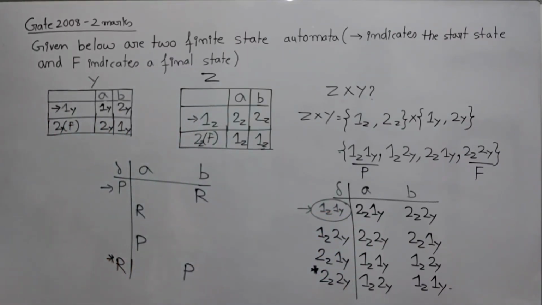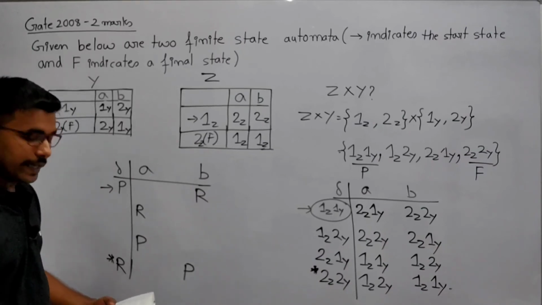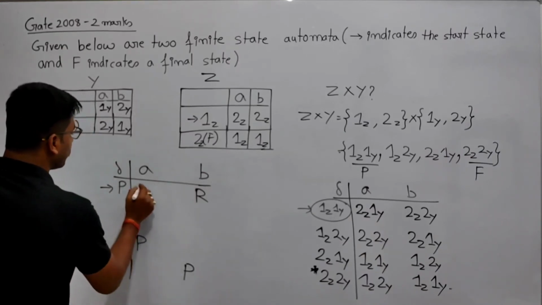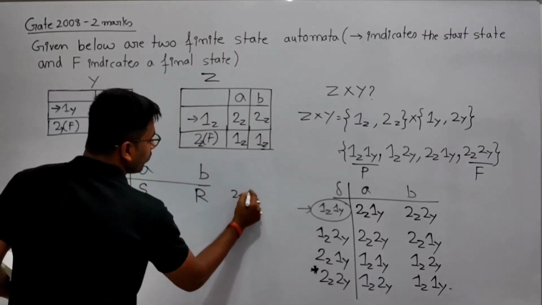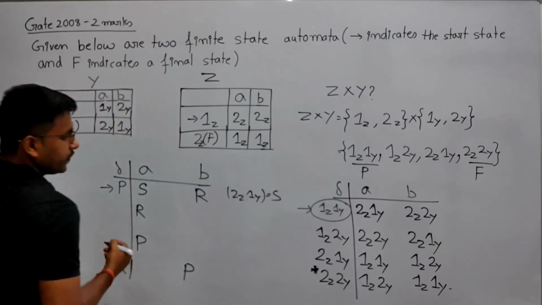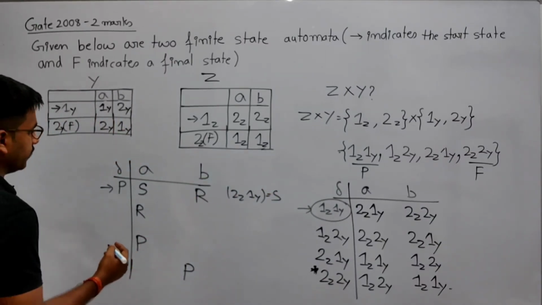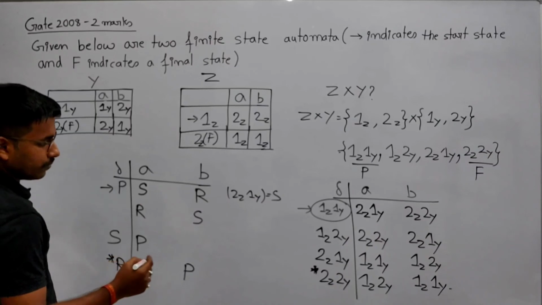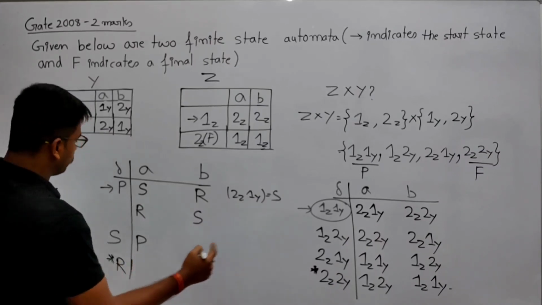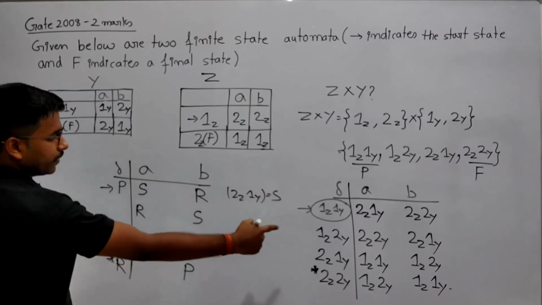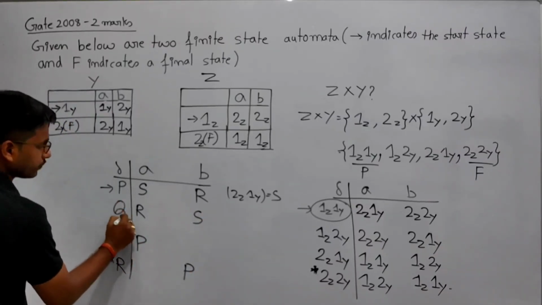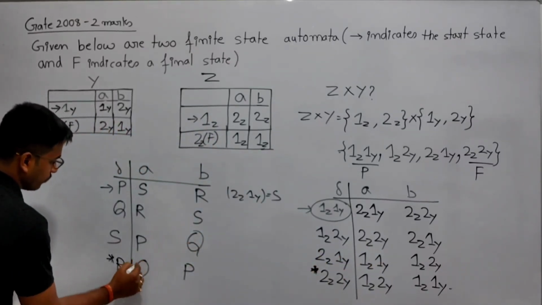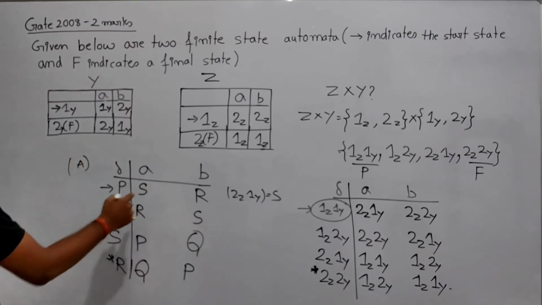So if you see in option A, P on getting A they are going to S. So that 2z 1y they are assuming as S. Now wherever you see 2z 1y, write S. And 1z 2y is going to be your Q. So if you see, option A is going to reflect that.